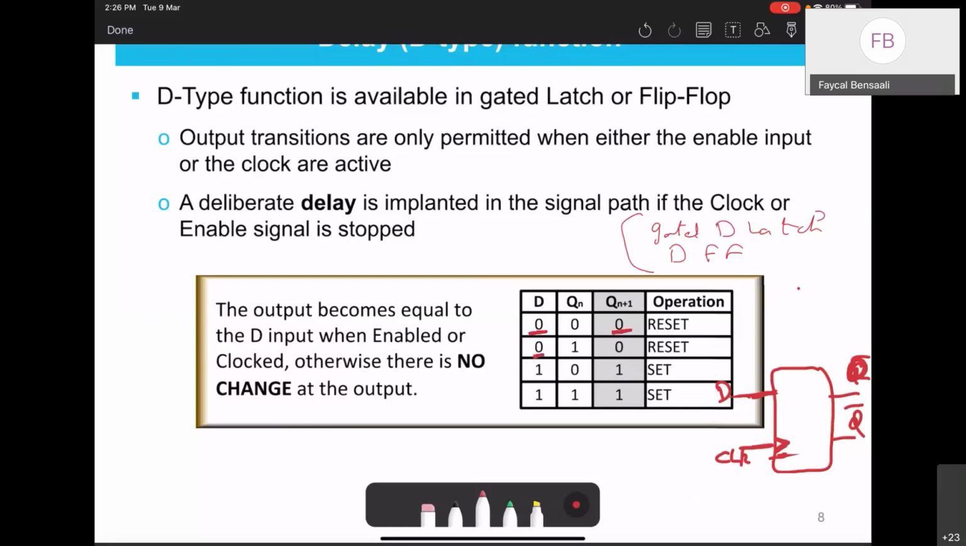If D is 0, Qn plus 1 is 0, regardless of what the Qn was, the previous Q or the current Q. If the current Q is 0 and D is 0, it will stay 0. If the current Q is 1 and D is 0, the next value for Q will be 0. So Q follows D, as simple as that. So Q is equal to D. If D is 1, we get Qn plus 1 is 1. And that's it. I think this is very simple.